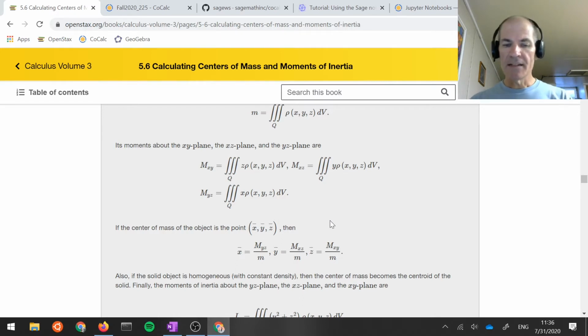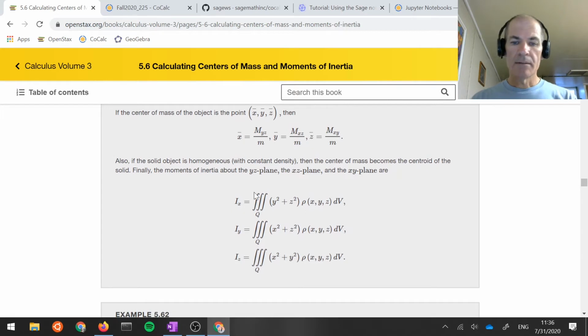The center of mass of the object is the 3 moments divided by the mass of the object. You can compute the mass of the object by simply computing this triple integral without this extra factor of x, y, or z. Just integrate rho dV. Again, rho is mass per unit volume in this case, times dV, a little piece of volume. We get a little piece of mass. This triple integral gives us the mass of the body Q.